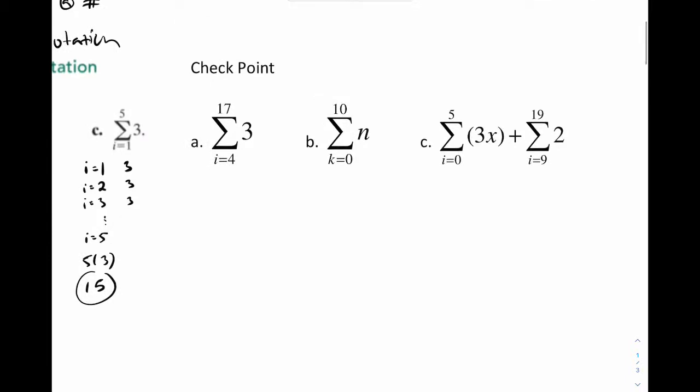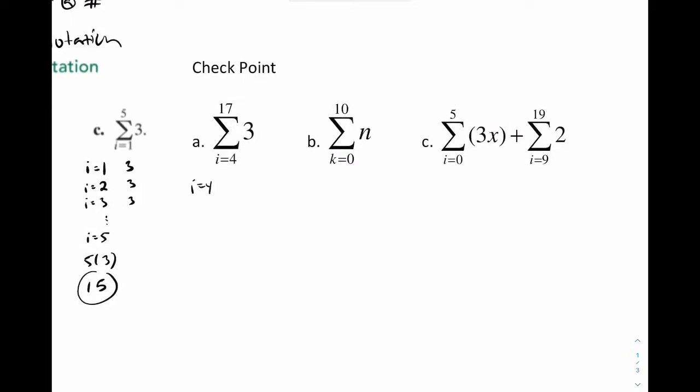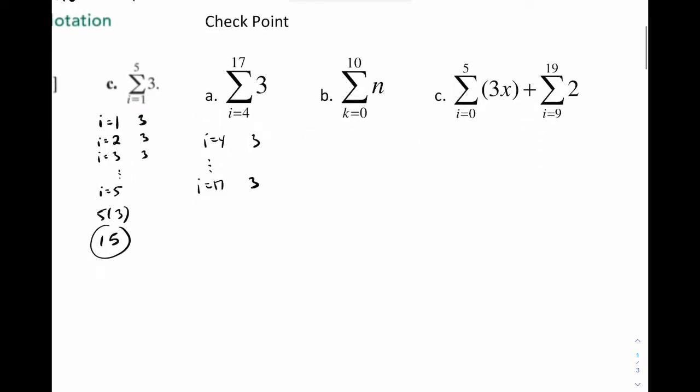Okay, let's try this checkpoint right here. So you can try this on your own, or you can just do it with me. i equals 4, you get 3, dot, dot, dot, all the way to i equals 17, you get 3. So the real question is, how many 3's are there? Now, make sure you're aware that to figure out how many numbers are between 4 and 17, you do 17 minus 4 plus 1. So that's going to create 14, which means there are 14 3's, and the answer is 42.